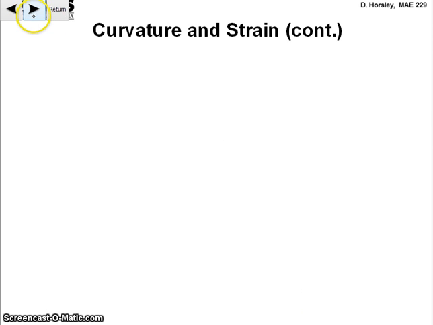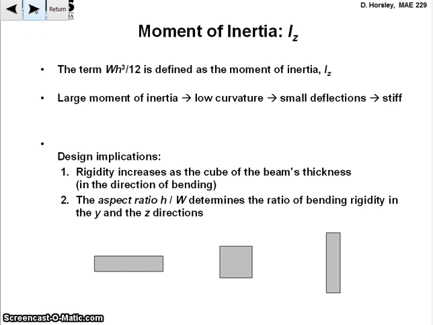Okay, so, aha, moment of inertia. And it says already here, the term WH cubed over 12 is defined as the moment of inertia, Iz. Okay, and where does the Z come from?